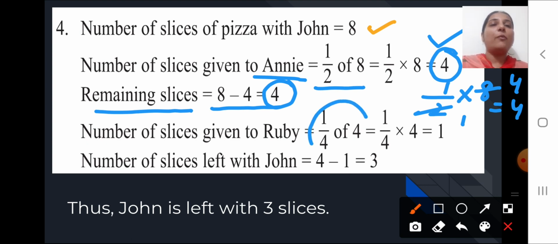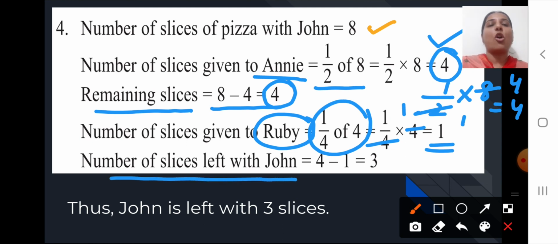So 1/4 of 4 will be 1/4 multiplied by 4. So this will be cancelled. 4 ones are 4. So 1 slice. Means he gave 1 slice to Ruby. Now how many slices are left with John? So we will write number of slices left with John is equal to 4 slices were remaining, out of which 1 he gave to Ruby. So how many are left? 4 minus 1. We will get here 3.